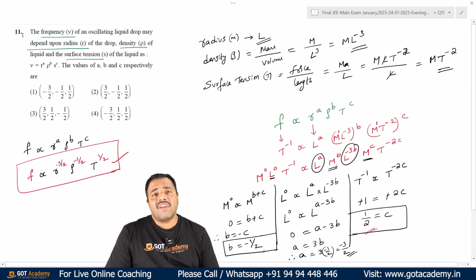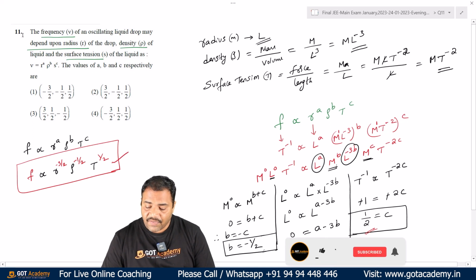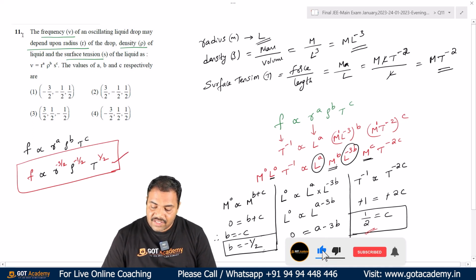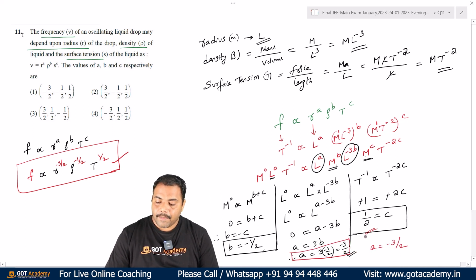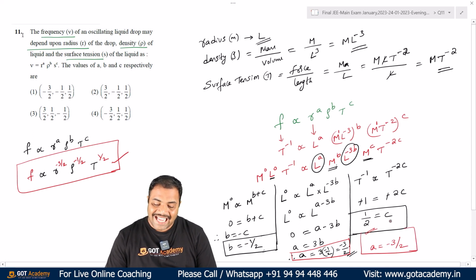But no need of writing that much, because directly he has given the values of a, b and c. So let us move on to that option. So I got a as minus 3 by 2. Okay. B as minus 1 by 2. C as 1 by 2.